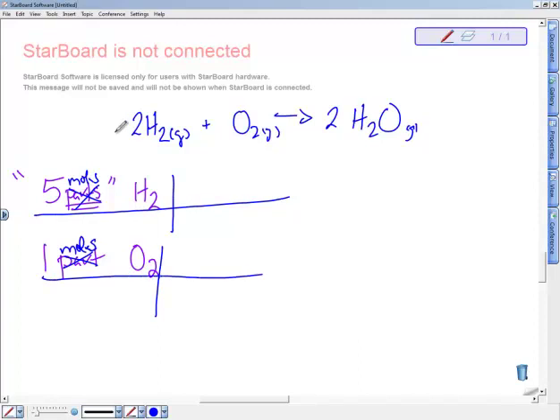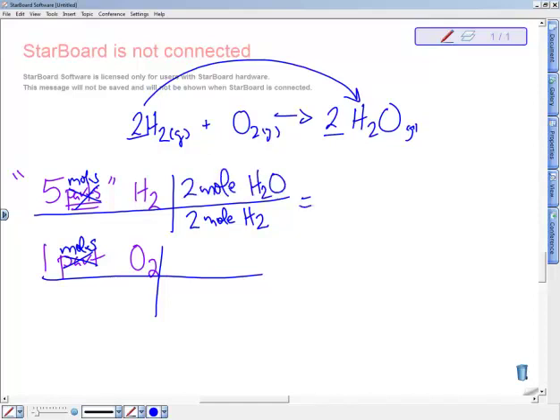Okay. So from the reaction here, I'm going to go from hydrogen to water to figure out the maximum amount of water that these 5 moles of hydrogen could produce. You ready? So I'm going to come down here. I'm going to put 2 moles of H2, I'm looking at the coefficients here, to 2 moles of H2O. All right, so what is 5 times 2 divided by 2? 5. Am I right?